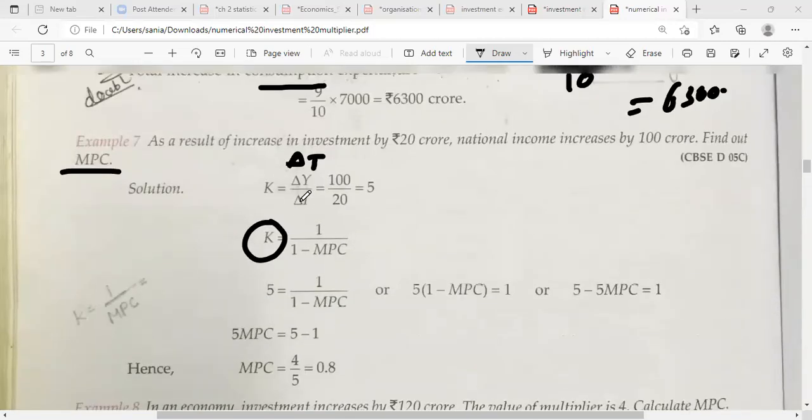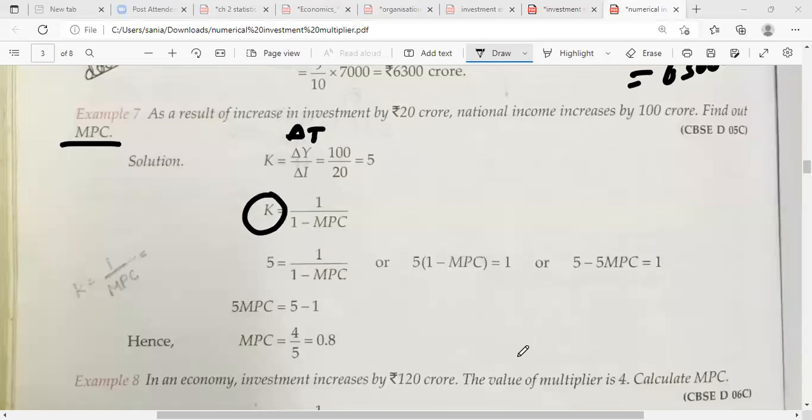Okay, now this one also, the eighth one. So over here in an economy investment increases, so delta I is given by this. The value of multiplier K is given. You have to find MPC. I guess the easiest again. Just quickly do it. And I have one important piece of information to share with you. So I'll share it after you do it.